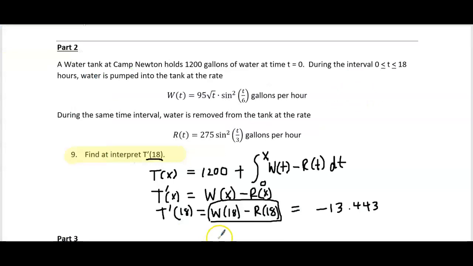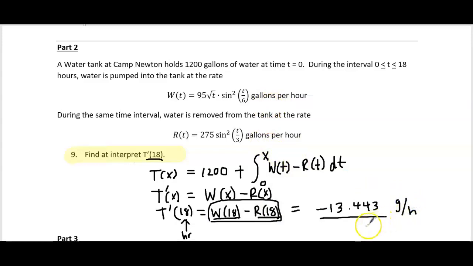13.443. And so now we're going to interpret things here, right? We need to interpret the number we plugged in. Well, that's an hour value. So this is 18 hours that have gone by. And then we need to interpret this number here, which comes from W and R being subtracted. Now, both W and R are in gallons per hour, and so therefore this answer is in gallons per hour.